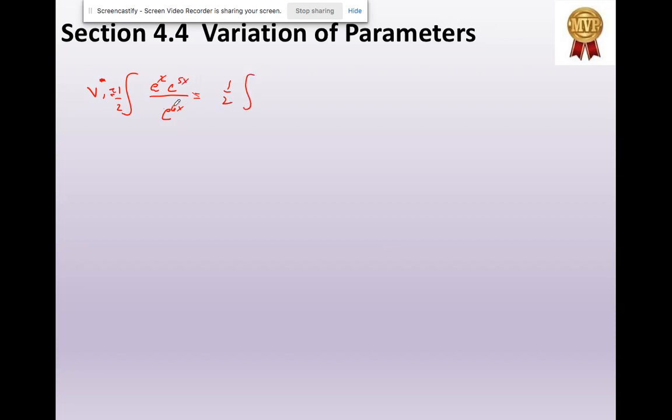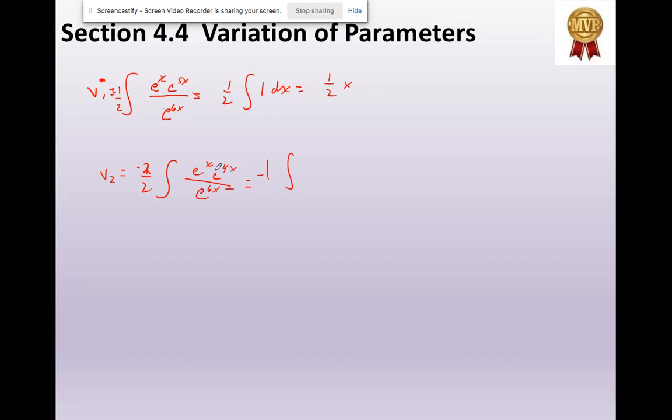Right, so that's going to be e to the 6x over e to the 6x, which is just going to be 1 dx, which is 1/2 x. V2 is equal to 1/2 times the integral of e to the x over e to the 6x. And my second Wronskian was negative 2e to the 4x, right? So I'm going to put the negative 2 out here. So I get negative 1.